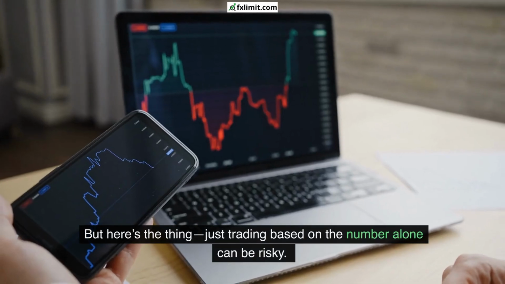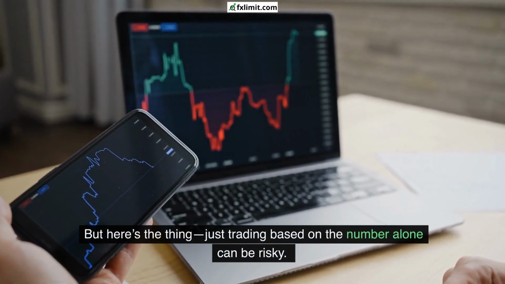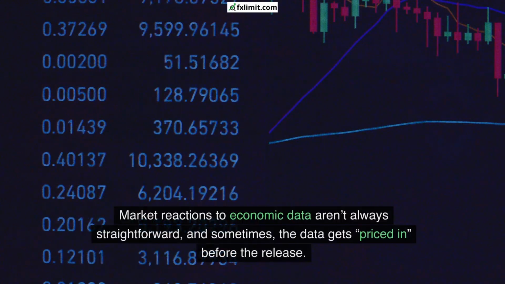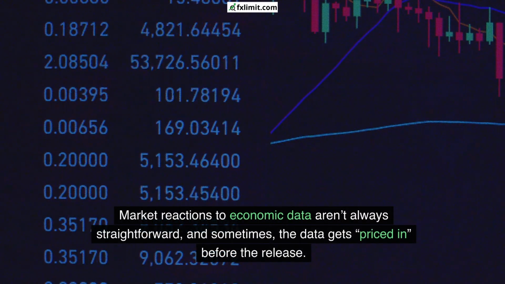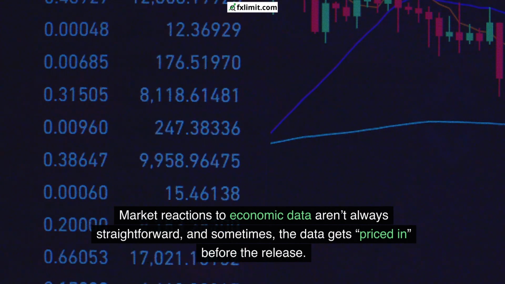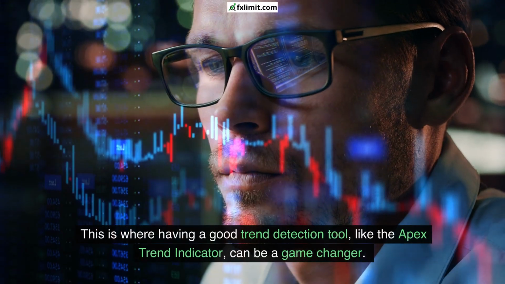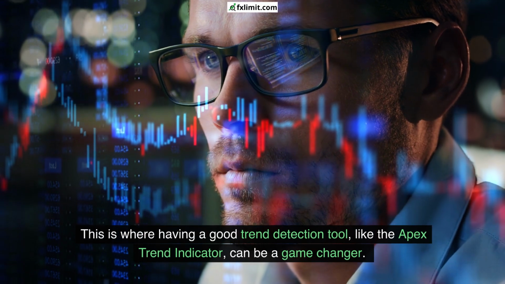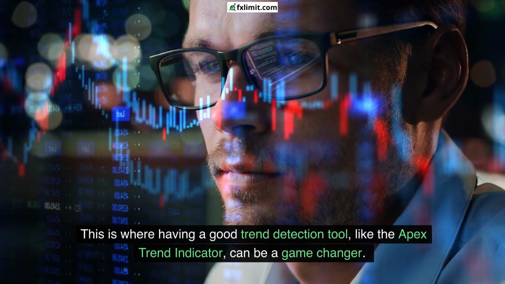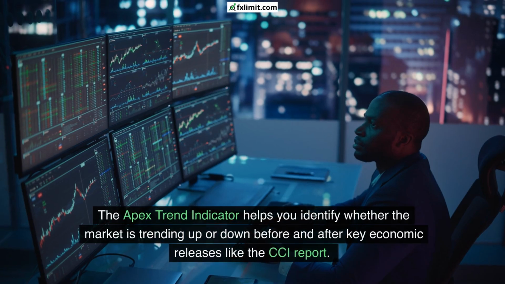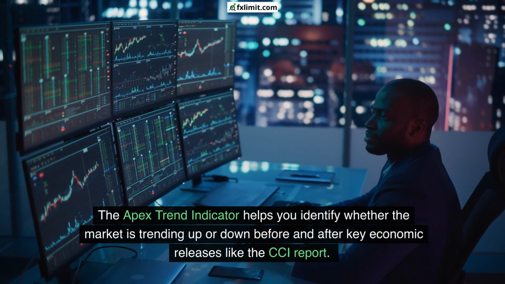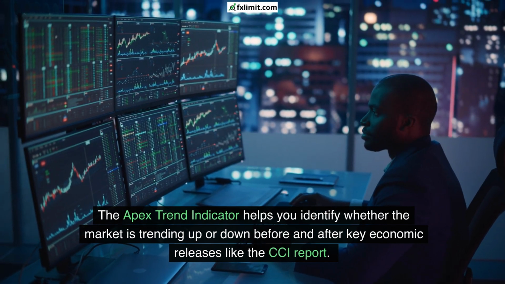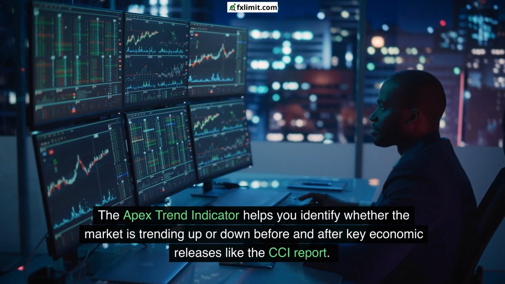But here's the thing. Just trading based on the number alone can be risky. Market reactions to economic data aren't always straightforward, and sometimes, the data gets priced in before the release. This is where having a good trend detection tool, like the Apex Trend Indicator, can be a game changer. The Apex Trend Indicator helps you identify whether the market is trending up or down before and after key economic releases like the CCI report.